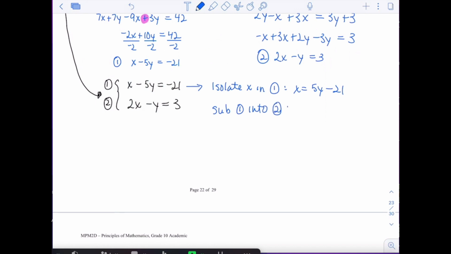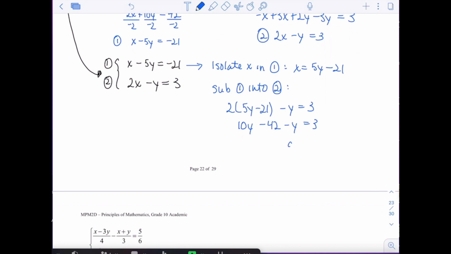to get 2x minus y equals 3. So 10y minus 42 minus y equals 3. That gives me 9y is 3 plus 42, which is 45, and y is 5.